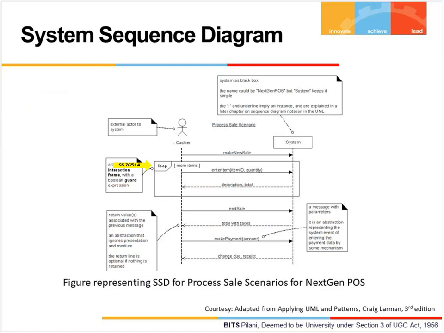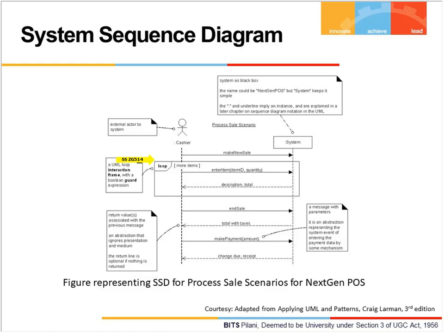So if you remember, when we wrote use case text scenarios, we said that, say for example, there is step 3 and there is step 4. Now step 3 and step 4 is repeated n number of times. That is one concept of loop that we use in use case text scenarios. In order to convert that into a diagram, SSD introduces the concept of loop.